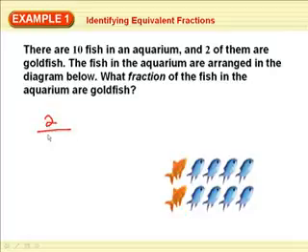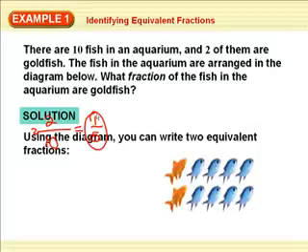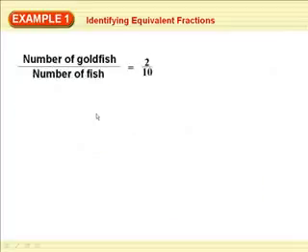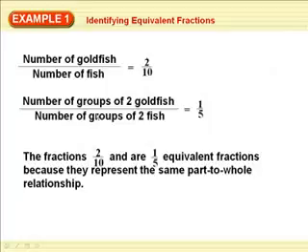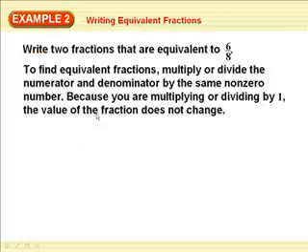2. Out of how many whole fish? 10. That is not in simplest form because what can go into 2 and 10? 2, 1/5. So the fraction of fish in the aquarium that are goldfish is 1/5. 2/10 and 1/5 are equivalent fractions because they represent the same part to whole relationship. And there they are, writing it just like we did. And it's reduced. Okay? So example number 2, write 2 fractions that are equivalent to 6/8.